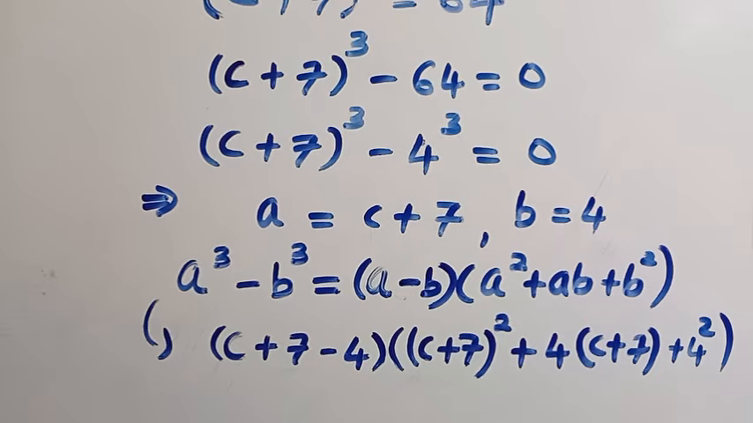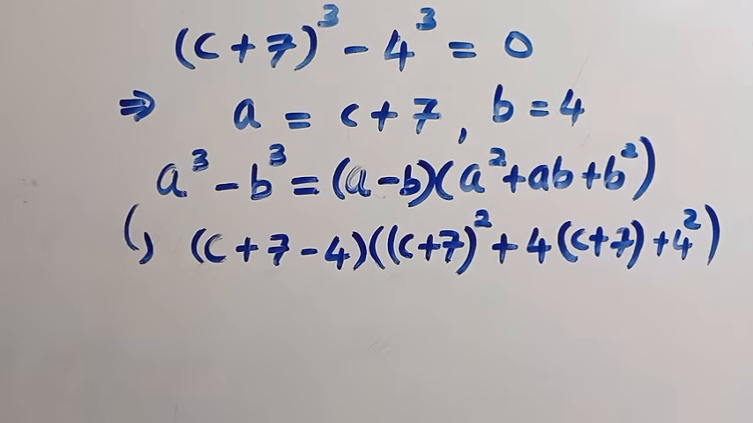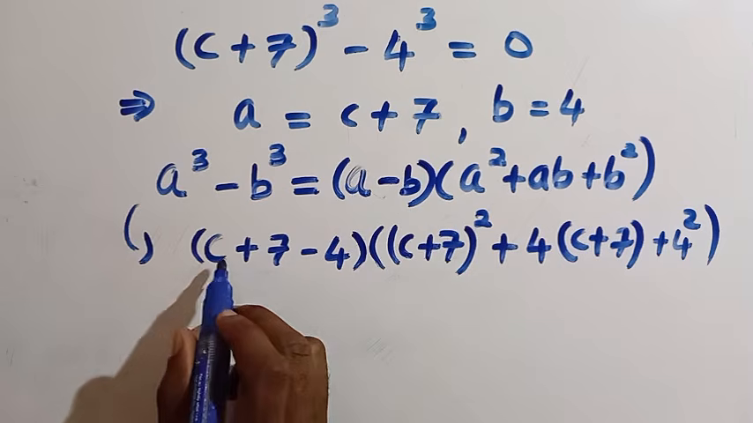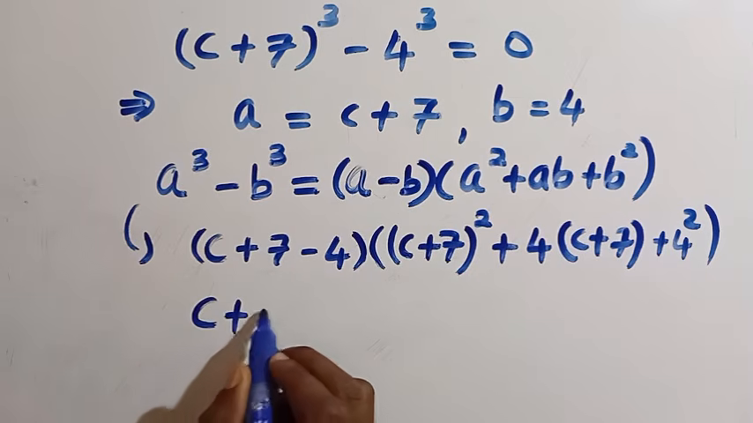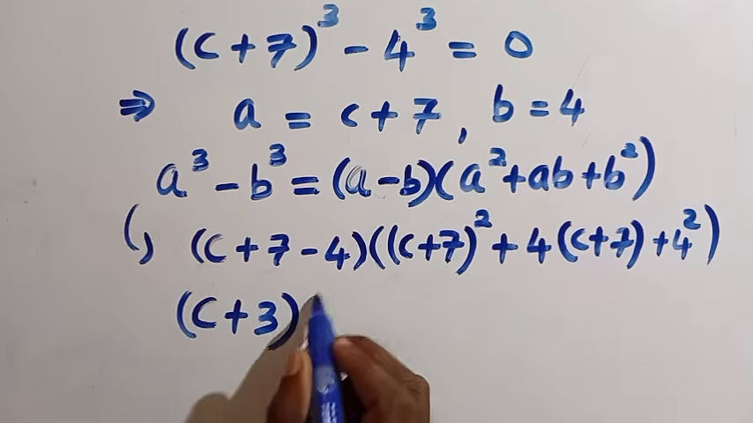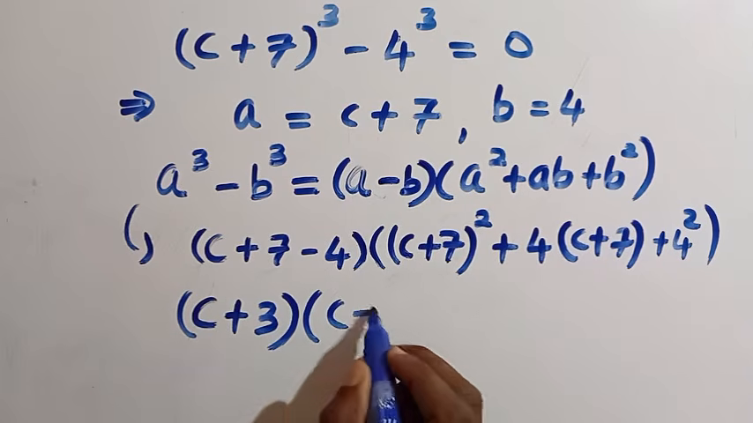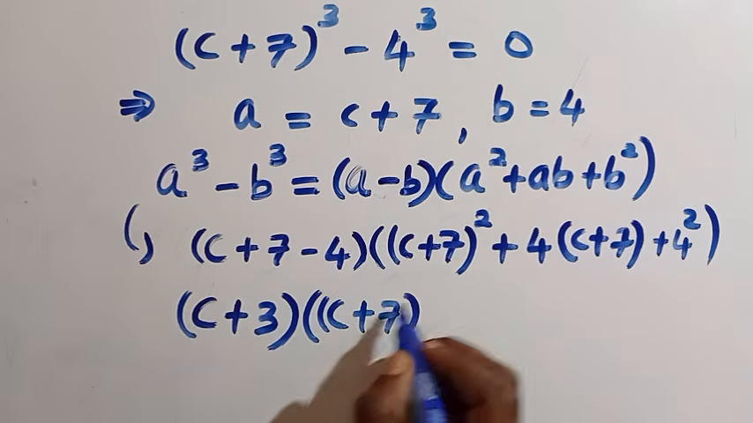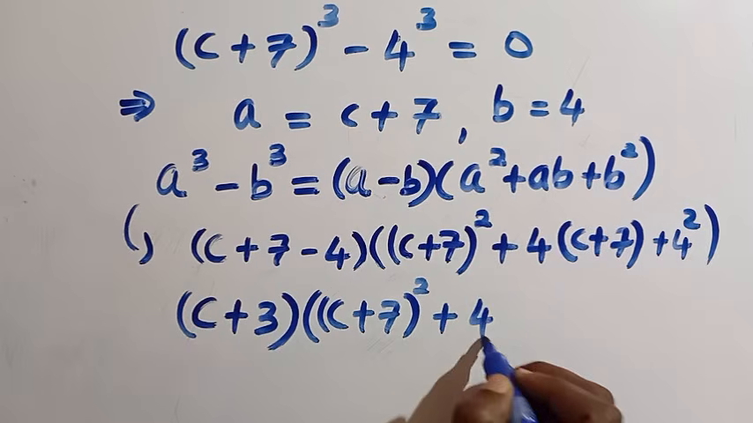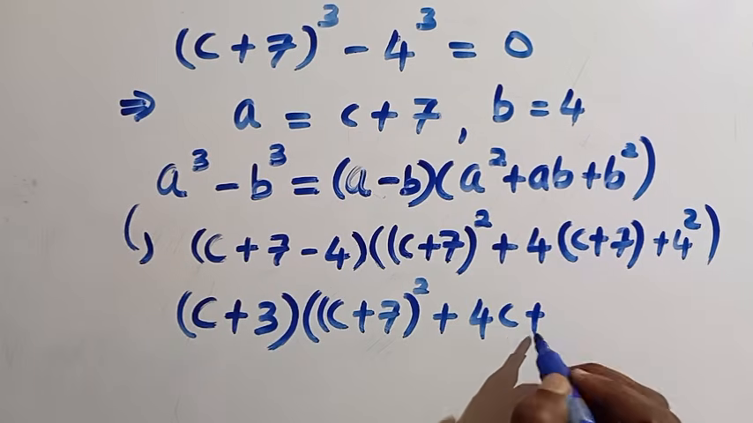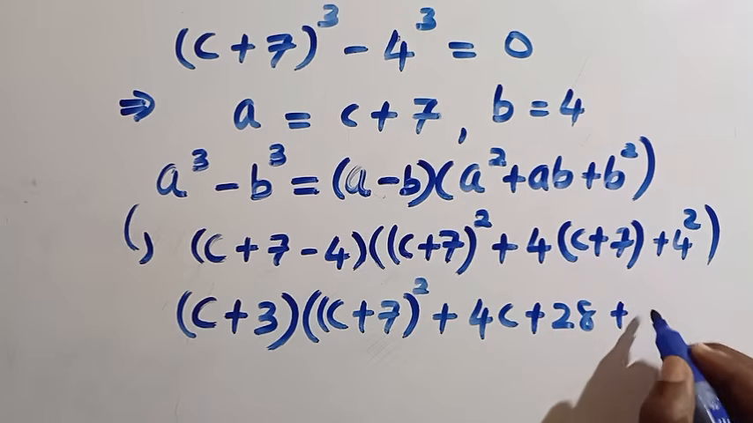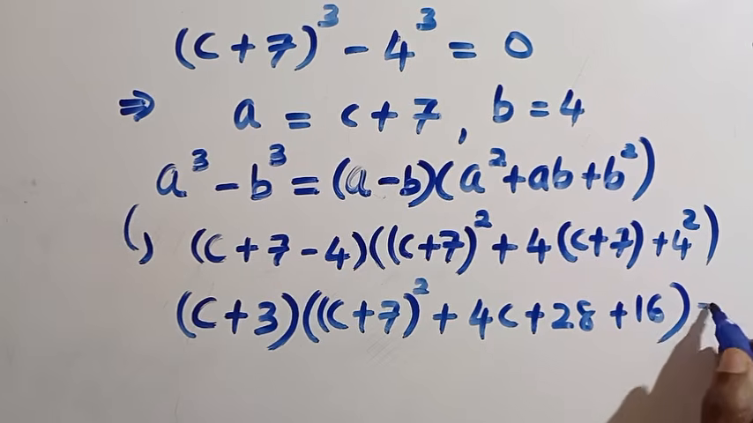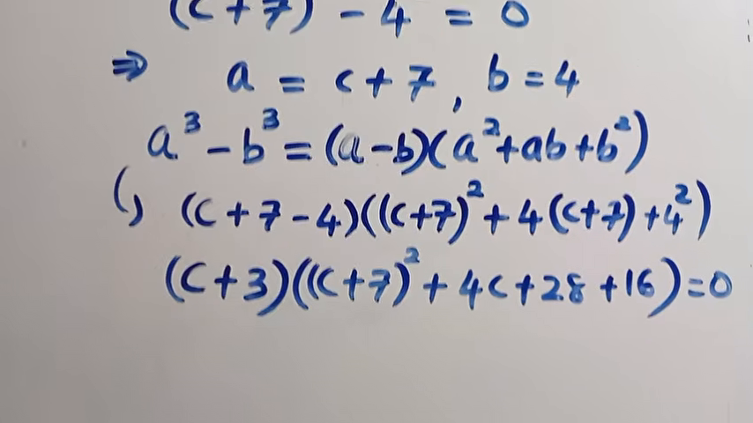This is all we have, then everything equals 0. But I start taking this one after the other. c plus 7 minus 4, that gives us (c plus 3) in bracket. Then we have (c plus 7) raised to power 2, plus 4c plus 4 multiplied by 7, that gives us 28. Then plus 4 squared, that gives us 16, equals 0.